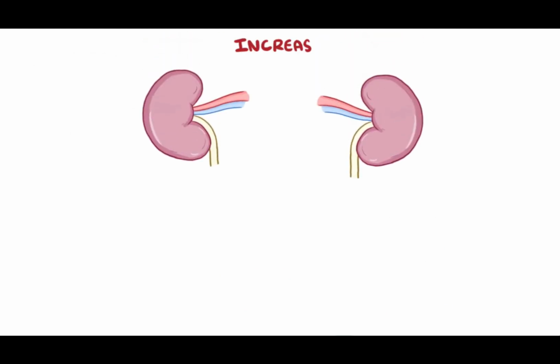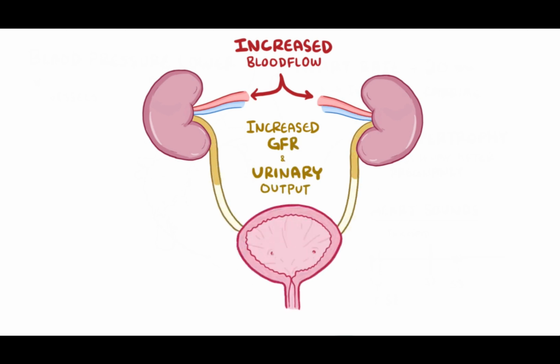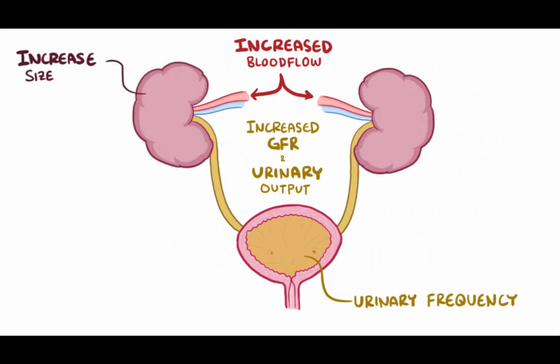The increased cardiac output also means that there's more fluid going through the kidneys, increasing the glomerular filtration rate and urinary output. Combining that increased urine output with direct pressure on the bladder from the enlarging uterus explains why pregnant women have urinary frequency.